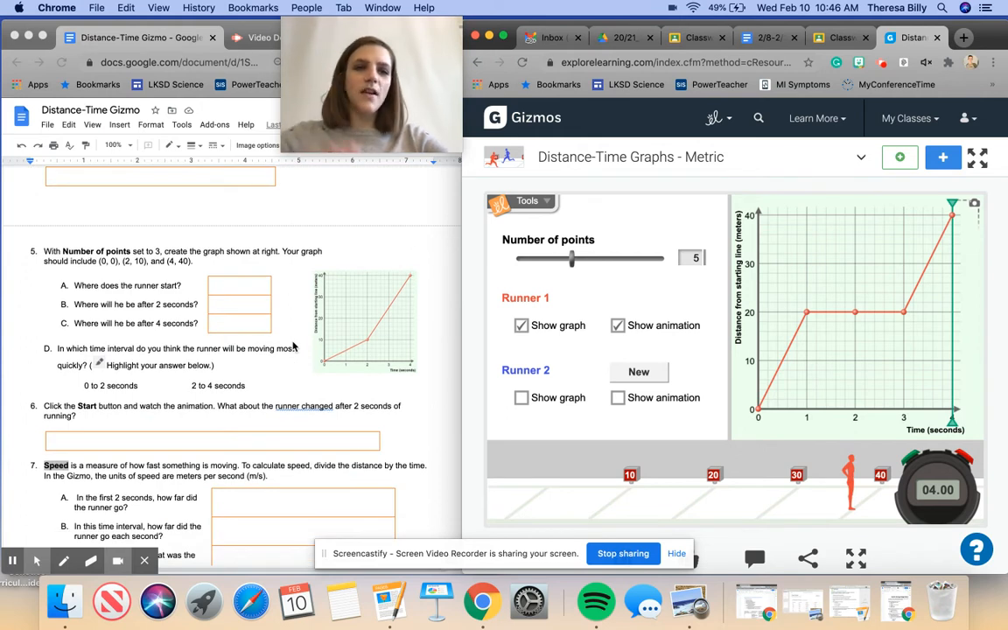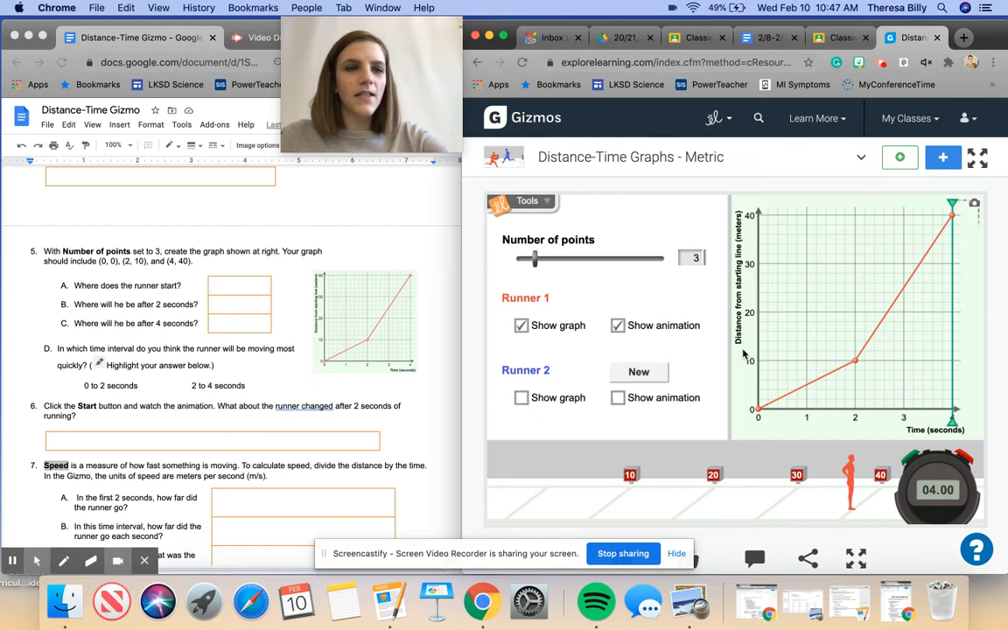It says, with number of points set to 3. Let's drop that down to 3. Create the graph shown at the right. And your graph should include these points. 0, 0. So the first one is at 0, 0. The next one is at 2 and 10. And then the next one is at 4 and 40.